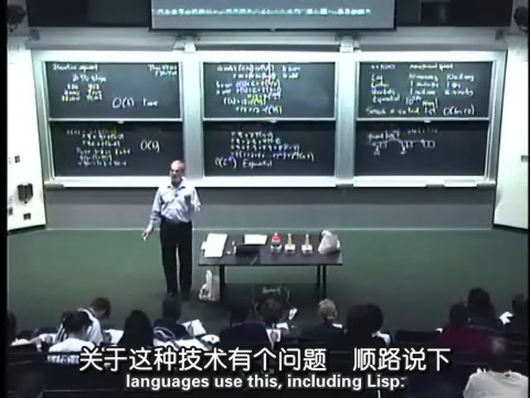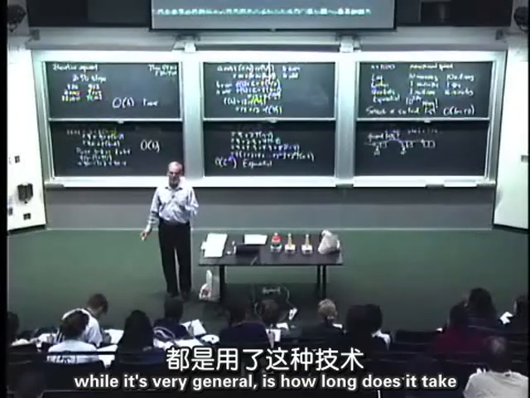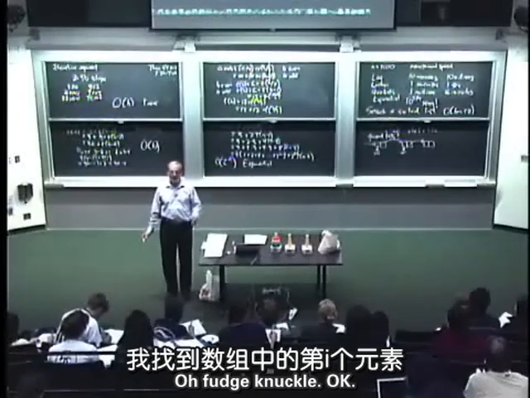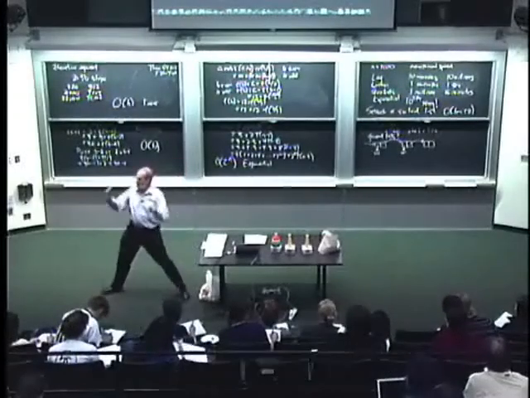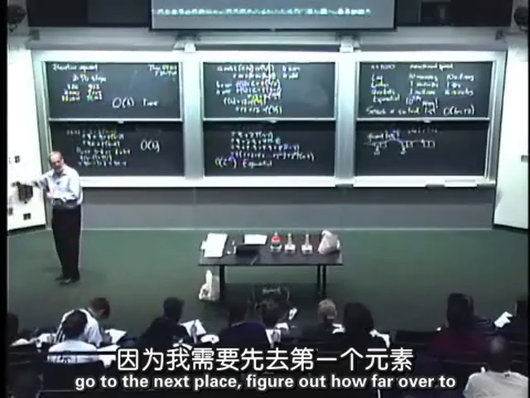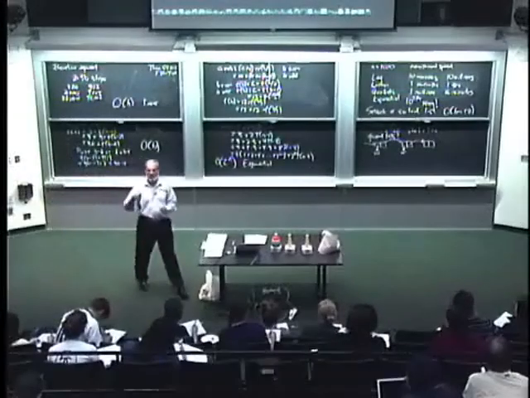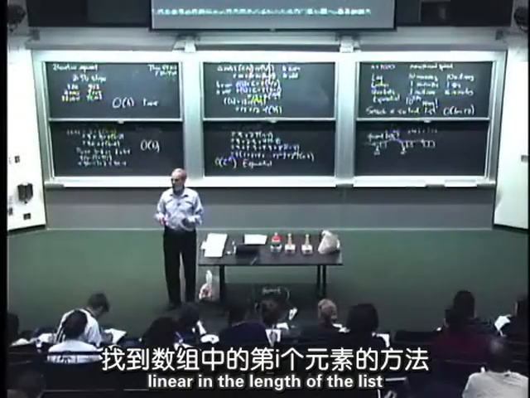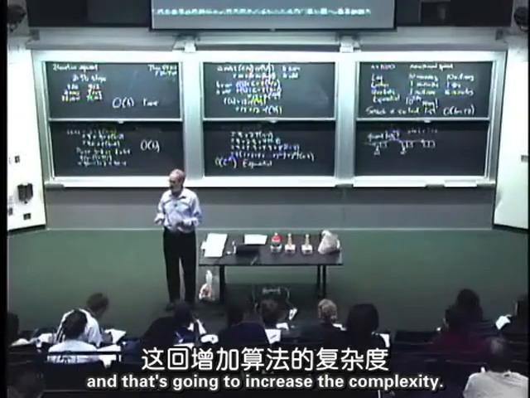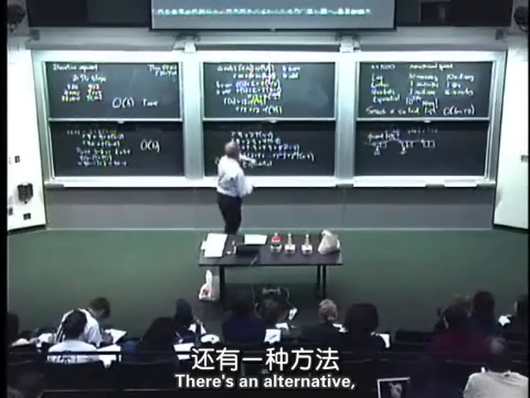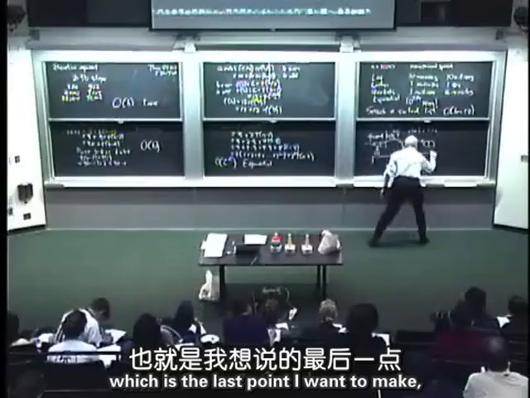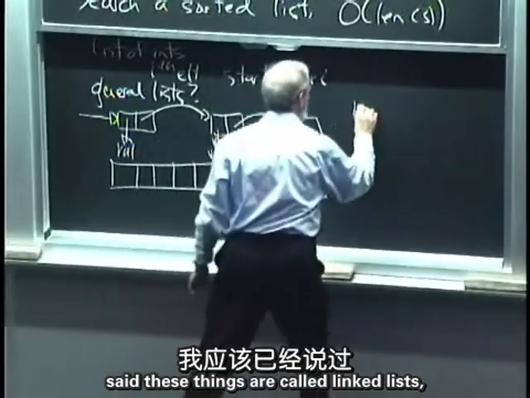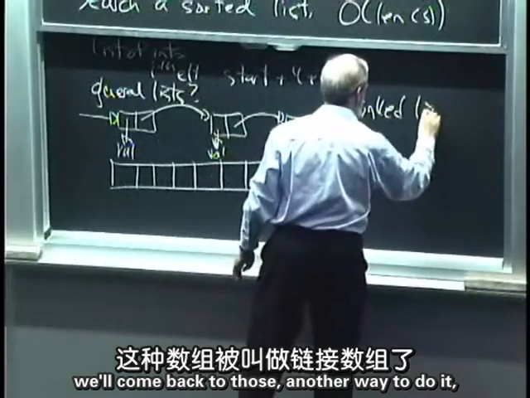The problem with that technique, while it's very general, is how long does it take me to find the ith element of the list? Oh, fudge knuckle, okay? I've got to go to the first place, figure out how far over to skip, go to the next place, figure out how far over to skip. Eventually, I'll be out the door. I've got to count my way down, which means that the access would be linear in the length of the list to find the ith element of the list. And that's going to increase the complexity. There's an alternative, which is the last point I want to make. Well, I should have said these things are called linked lists. I'll come back to those.